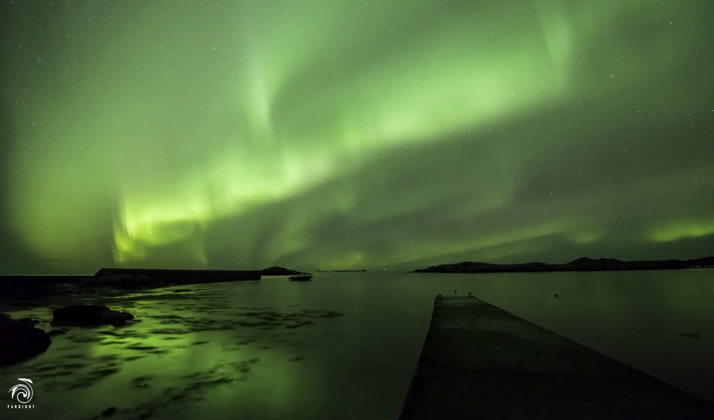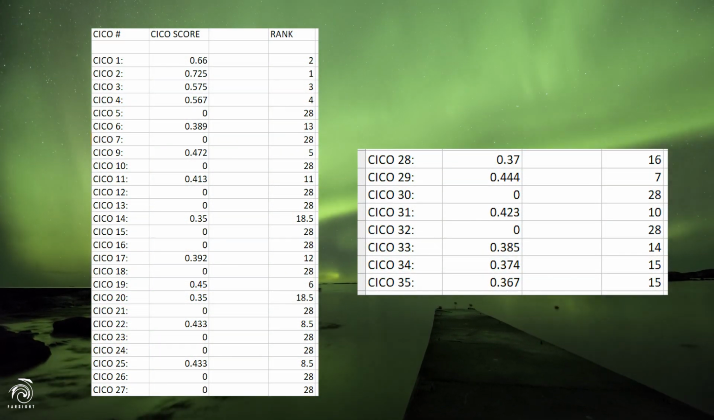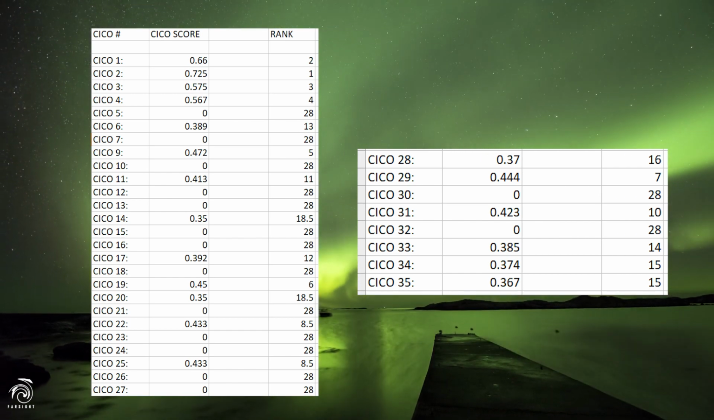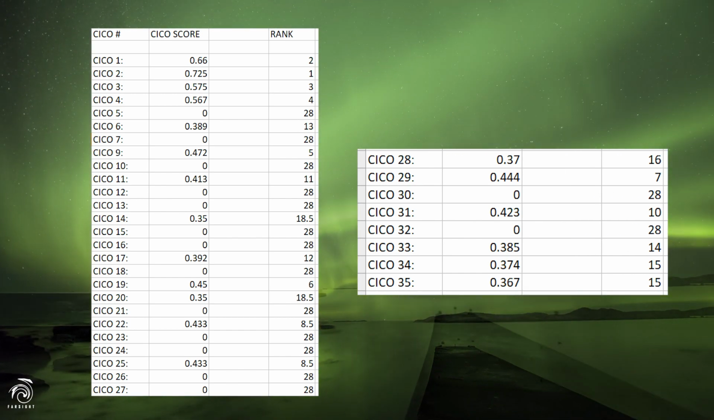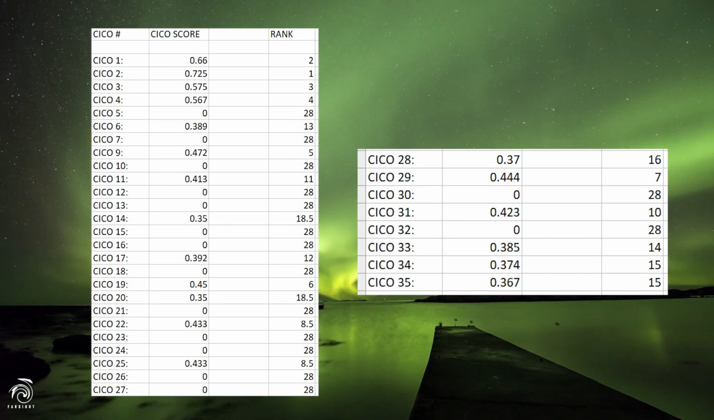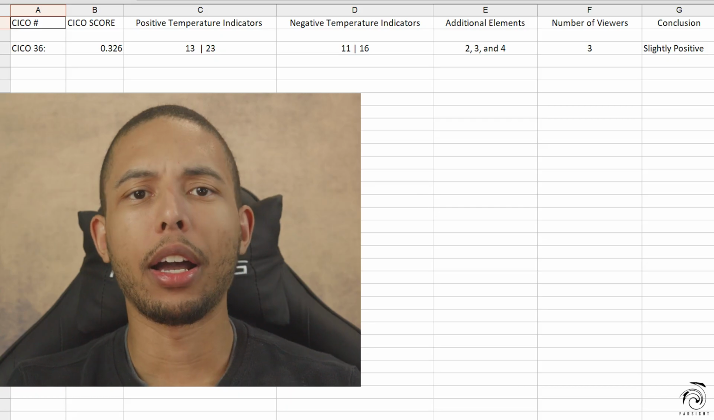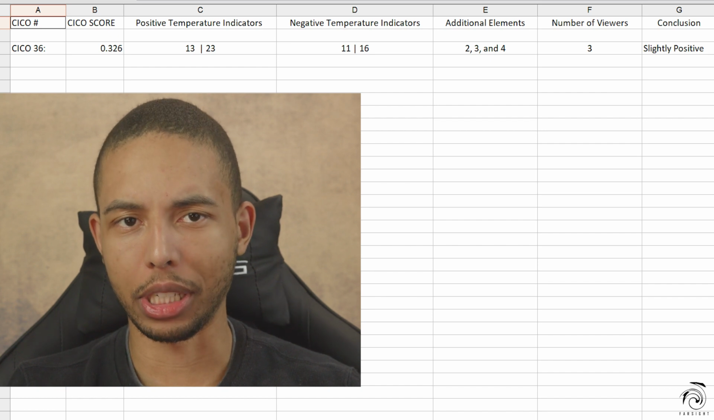Let's look at the CICO rankings up to CICO 35 and a new raw CICO datasheet that currently includes just CICO 36. Now before we move on, let's analyze the new raw CICO datasheet together. Allow me to explain a bit about how to read it.